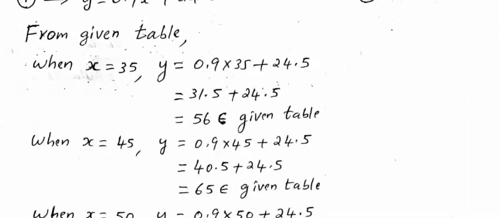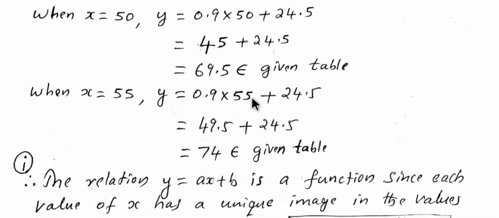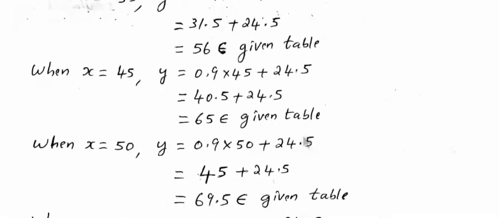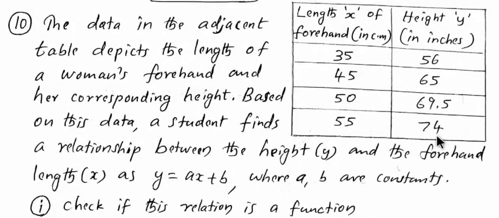Then take the next value of x. The next value of x is equal to 55. When x is equal to 55, y is equal to, here we can substitute 0.9 into x. Here x is 55. Therefore, 0.9 into x is 0.9 into 55 plus 24.5. Then multiply. 0.9 into 55 is 49.5 plus 24.5. Then add. We get 74. This 74 also belongs to our table. Here y is equal to 74.